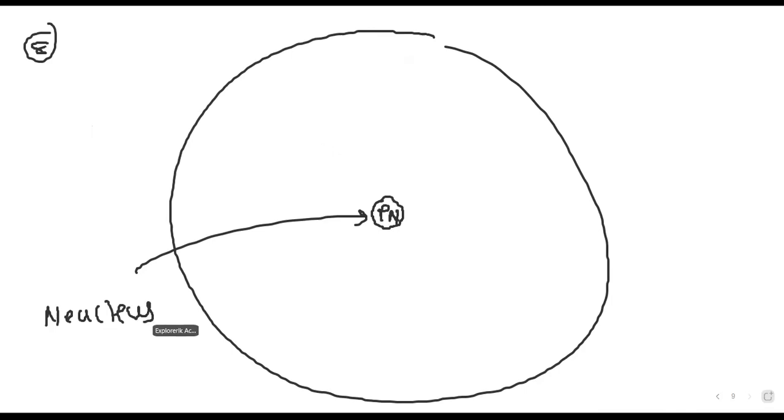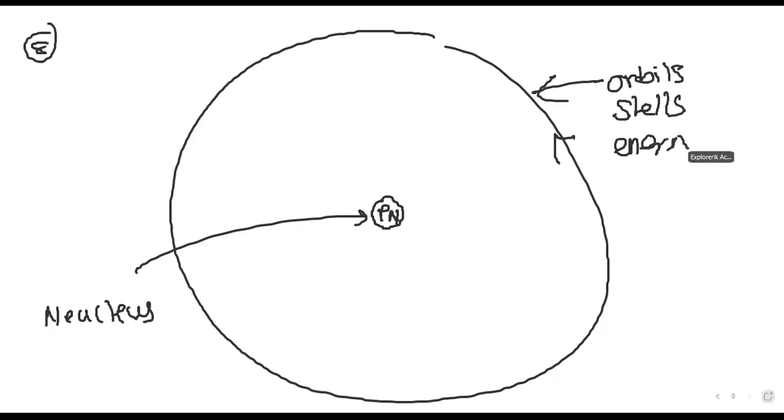Okay, and around the nucleus, in orbits, or you can call them shells, or energy levels, electrons are revolving around the nucleus, right? So you have the atom, and inside the atom you have a tiny part called nucleus, which contains protons and neutrons, and you have orbits around the nucleus. We call them shells and energy levels as well. In them, the electrons revolve around the nucleus, right?